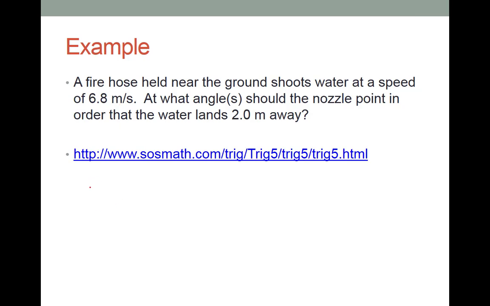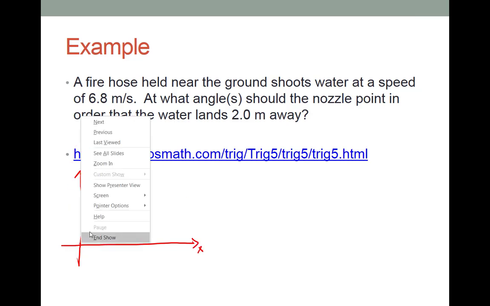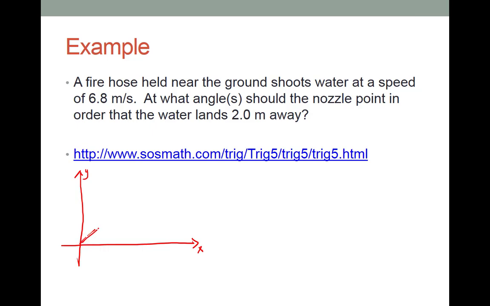Okay. So, again, drawing my picture. We have water, fired at 6.8 meters per second as our initial velocity at some unknown angle. It goes up, it comes down, and it lands 2 meters away.